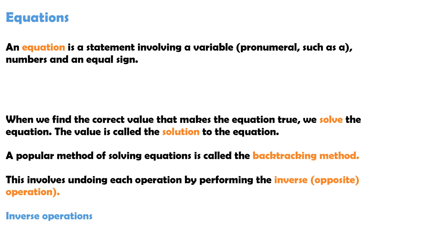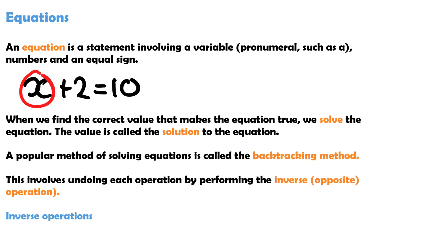In this video, we're covering what we call equations. So an equation is a statement involving a variable, which we now know is a pronumeral, such as a, b, x, y, numbers, and an equal sign. An example of an equation could be something such as x plus 2 equals 10. What it's got is our variable, some numbers over here, and it includes our equal sign.